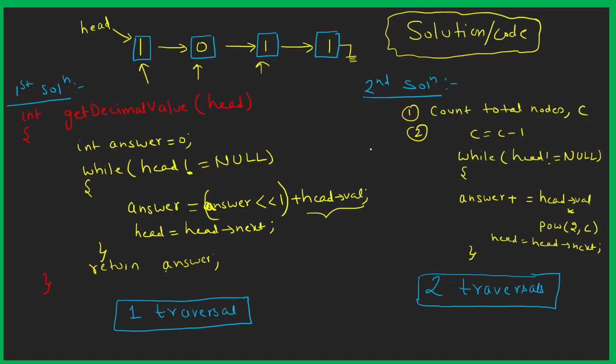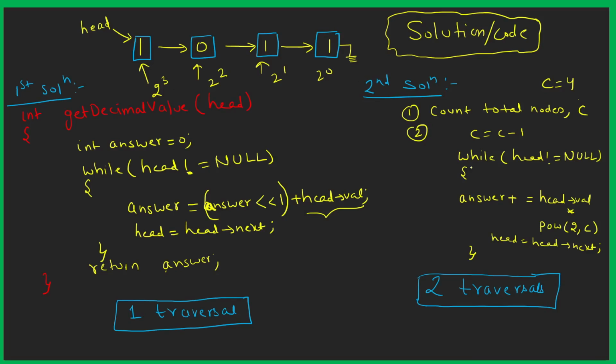Now we have another solution also, and this solution will need two traversals. And what is the solution? We first count the total nodes. So in this case we have c equal to 4. Total nodes are 4, 1 0 1 1. Now as we know, we were multiplying each digit by its weight. So here we were multiplying 1 with 2 to the power 3. Here we were multiplying with 2 to the power 2, 2 to the power 1 and 2 to the power 0. Now this c is actually the total number of nodes. So this c will be helping me to generate this 3 2 1 0.